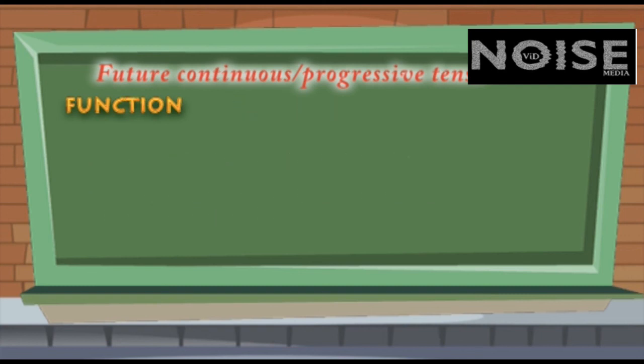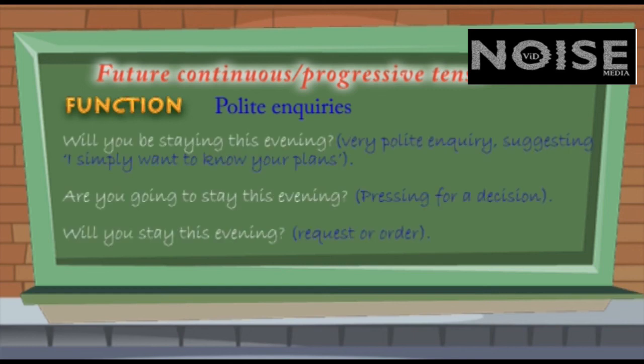The future progressive can also be used to make polite inquiries about people's plans. By using this tense to ask, "What have you already decided?", the speaker shows that he does not want to influence the listener's intentions. Compare. Will you be staying this evening? It's a very polite inquiry, suggesting, I simply want to know your plans. Now compare this with the sentence, Are you going to stay this evening? It is pressing for a decision. And will you stay this evening? It is a request or order.